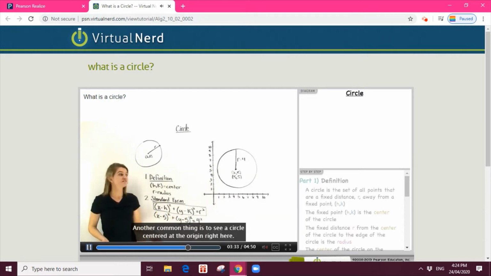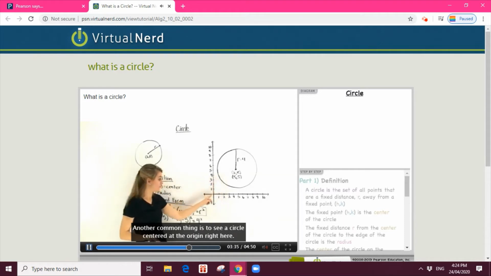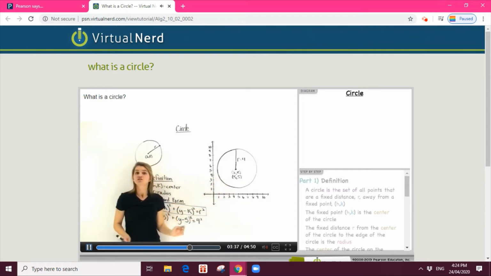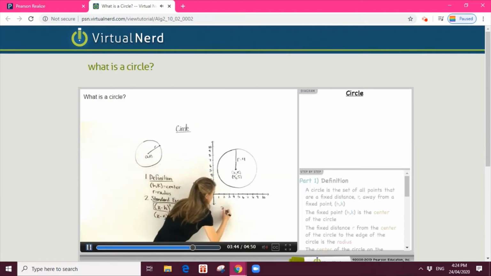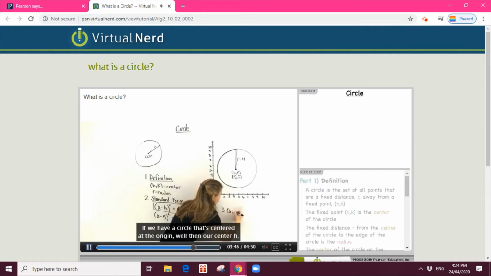Another common thing is to see a circle centered at the origin, right here. So what's the equation of a circle centered at the origin? Well, let's go ahead and figure it out. If we have a circle that's centered at the origin, well, then our center, h, k, is just 0, 0.